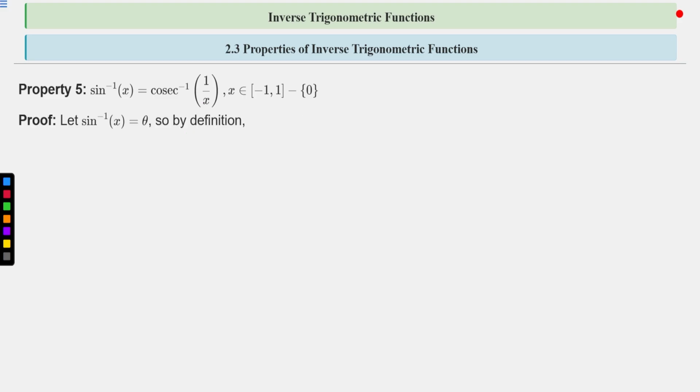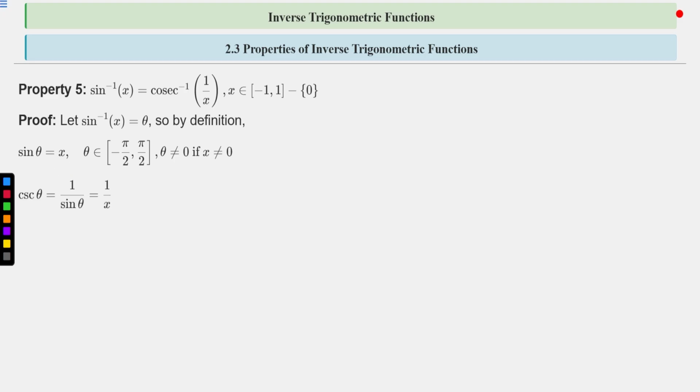So let us prove this. Let us assume sine inverse x equals theta. So by definition, we can say that sine theta will be equal to x, right? And theta belongs to minus pi by 2 to pi by 2, and theta will not be equal to 0. If x is not equal to 0, that means theta will not be equal to 0. Clear?